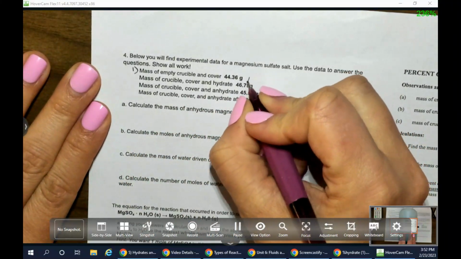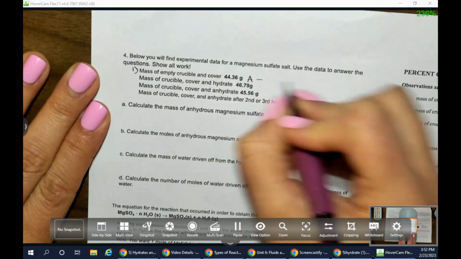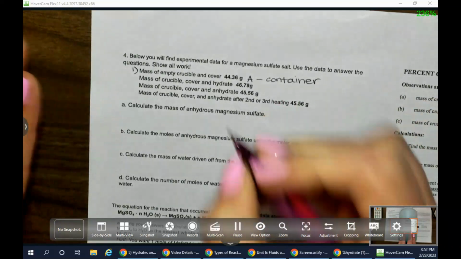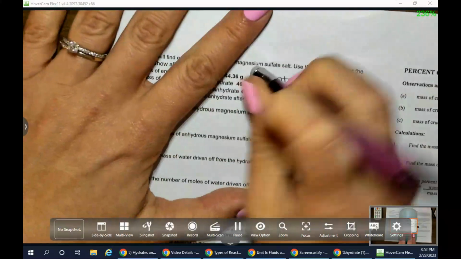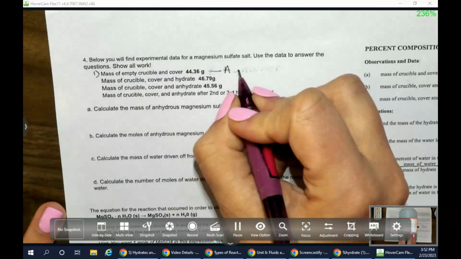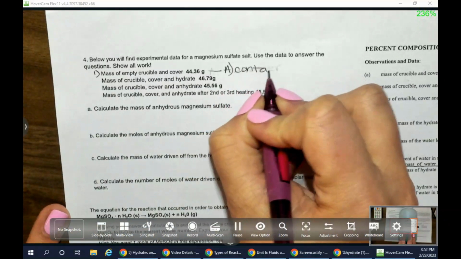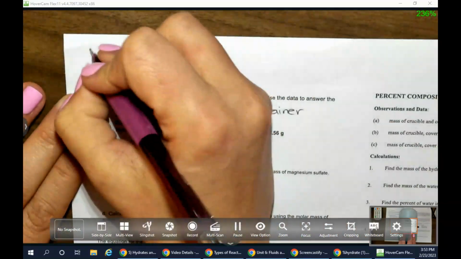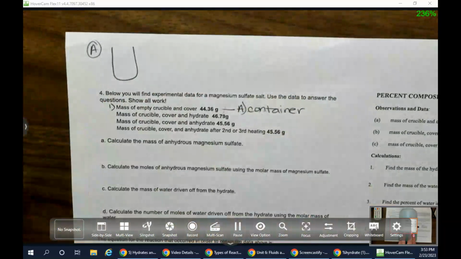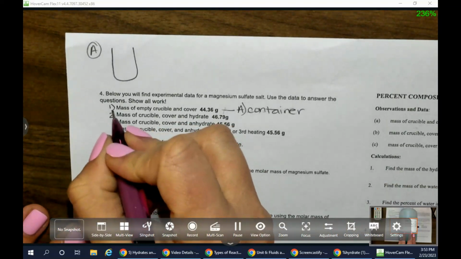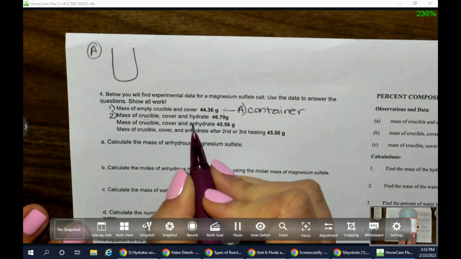So we're going to label this as A. A is the container. I totally meant to write a line from the number so that you know it's A, which is the container. So letter A is going to be the container. The way we're going to draw that, we're going to put A up here, and there's my container. Done. So the second thing that we're measuring is the mass of the crucible, cover, and the hydrate.